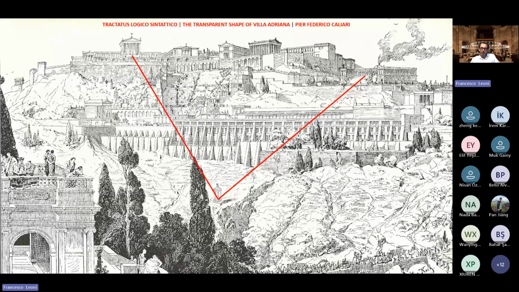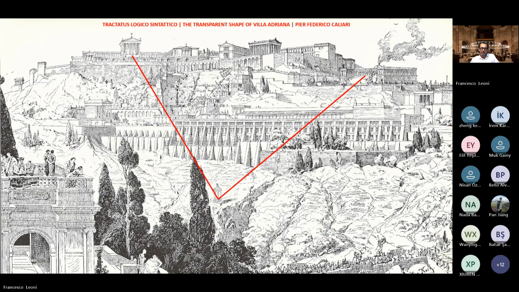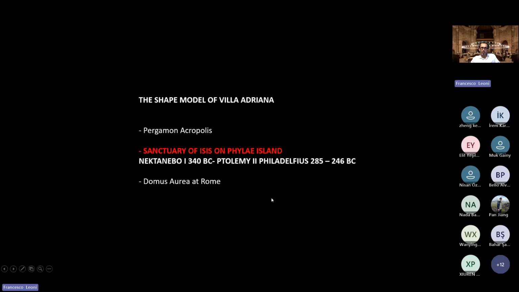In fact, the organization of most of the biggest elements of the complex is relating in a hypotactical way according to this little temple in the countryside, in the territory. And this was about the Acropolis of Pergamon. This kind of suggestion has been used by Hadrian for the villa in Tivoli. But what about the other example that inspired Hadrian?